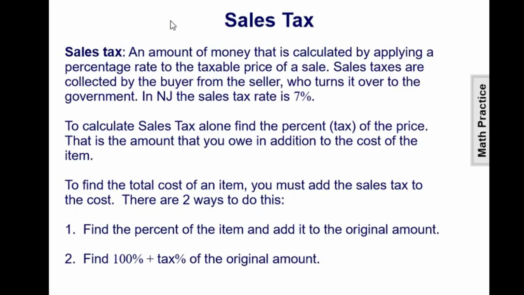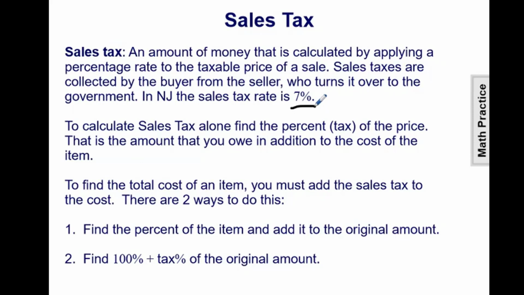Sales tax is another thing to consider and goes hand in hand with tips. Sales tax is an amount of money that is calculated by applying a percentage rate to the taxable price of a sale. Sales taxes are collected by the seller from the buyer, who turns it over to the government. In New Jersey, the sales tax rate is 7%. So where with tips you have more leniency, sales tax in our state is 7%.